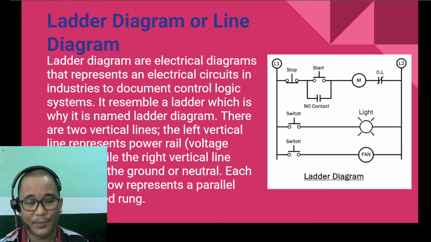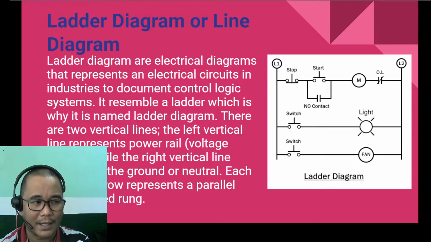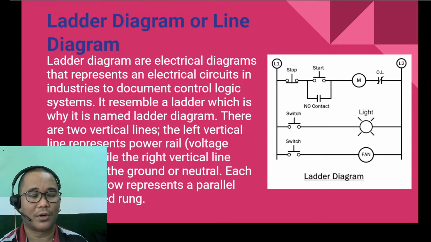So there are two vertical lines. The left vertical line represents the power rail or voltage source, while the right vertical line represents the ground or neutral. Each horizontal row represents a parallel circuit rank. So a ladder diagram is simple, easier to understand, and it helps in troubleshooting the circuit quickly.